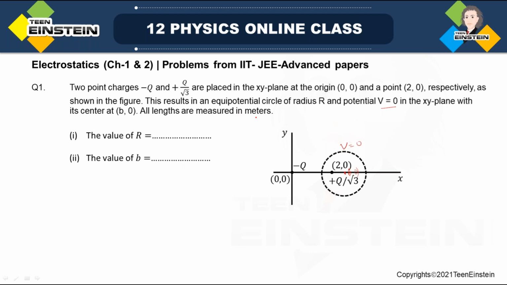You have to calculate the value of R, that means the radius of the equipotential circular region, and you have to find out the coordinate of the center. (b, 0) is the coordinate of the center, so you have to find out b. So how to solve this problem? It is very simple.